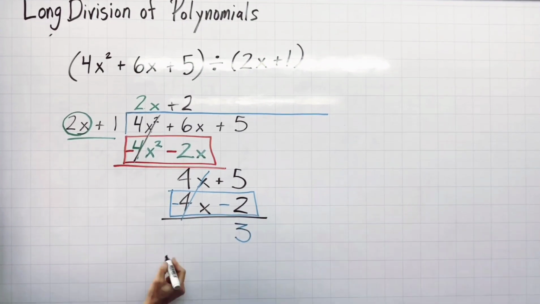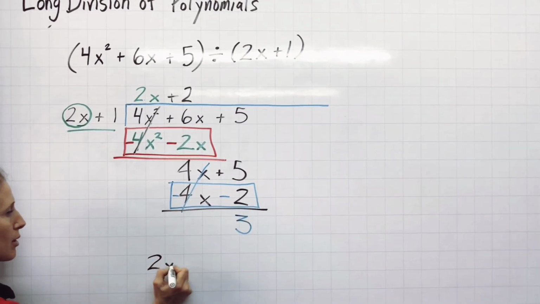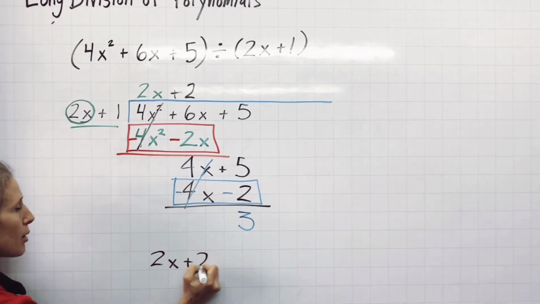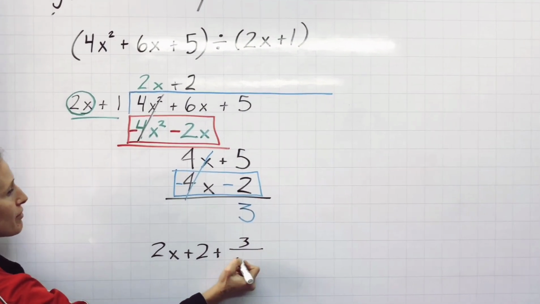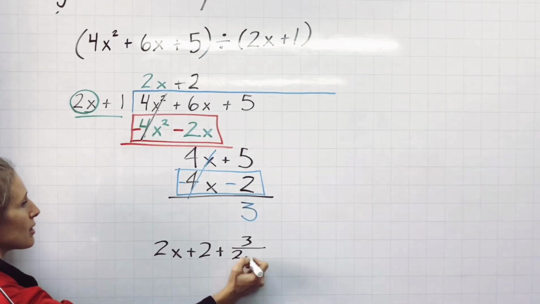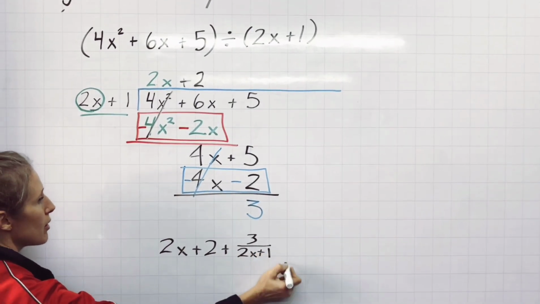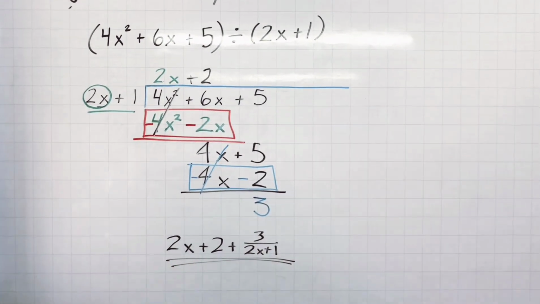So our solution would be 2x plus 2 plus the remainder, which is 3, over what we are dividing by, 2x plus 1. This is our final solution.